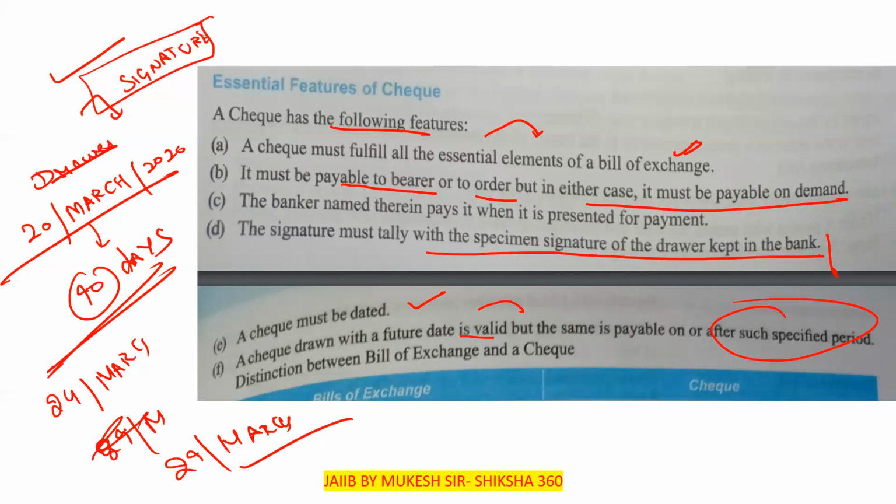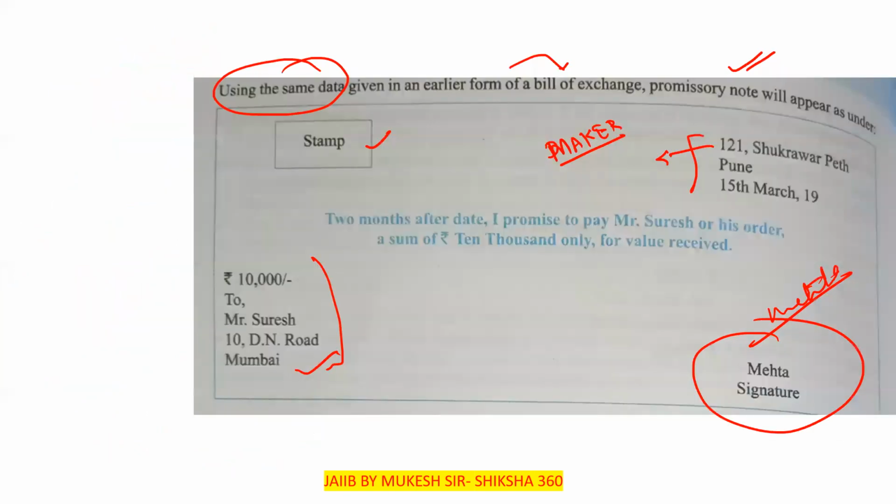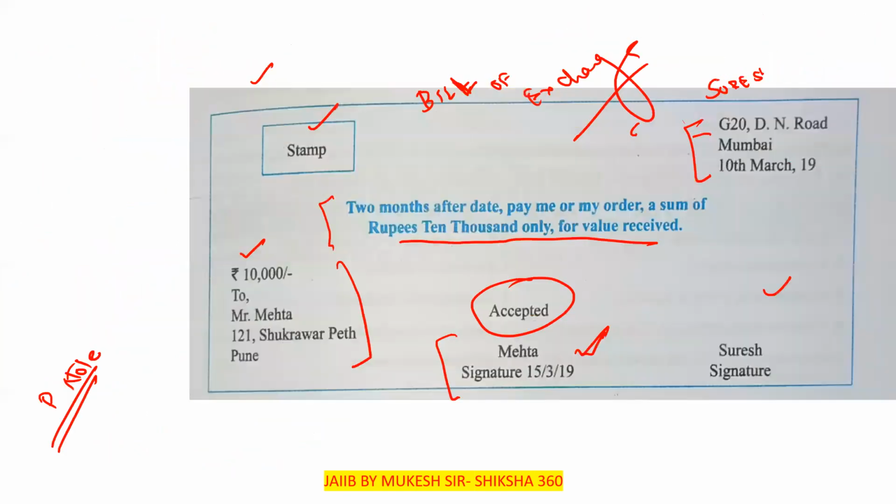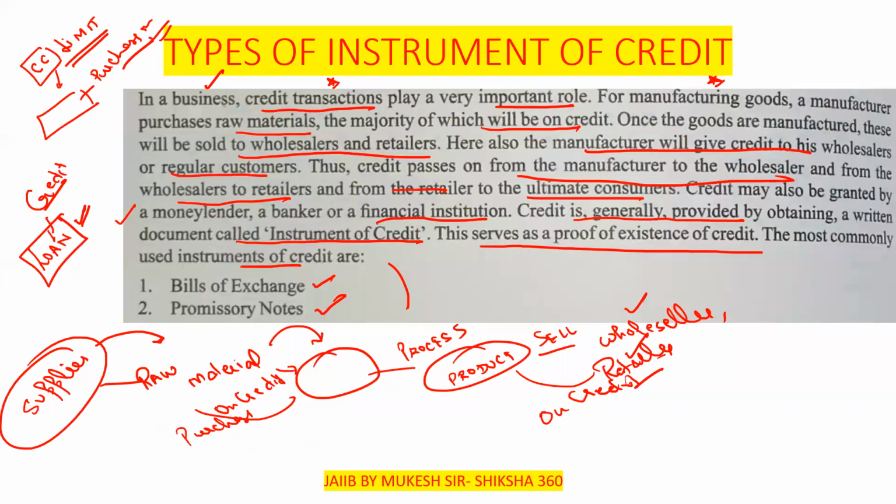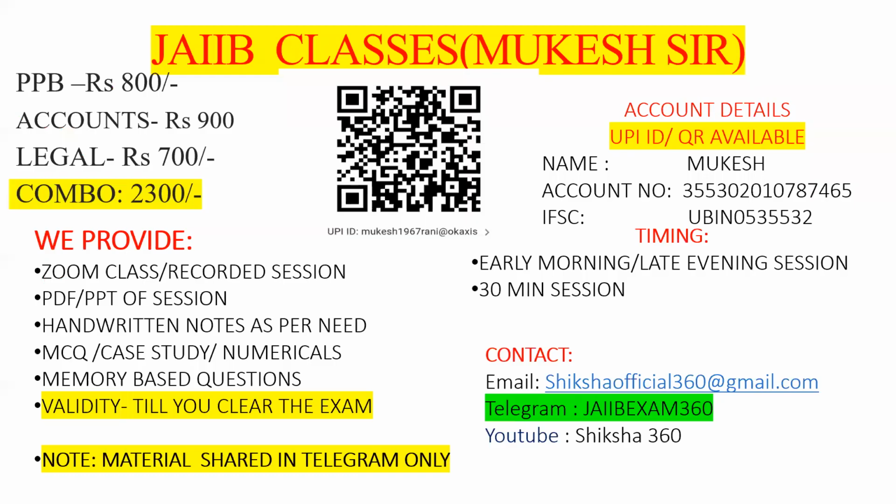So these are some of the essential features of the check. In the next session, we will cover the difference between the check and the bill of exchange and some other important terminologies regarding the bill of exchange. This is a very important and very easy topic. If you understand it properly, you will be able to score 1.5 or 2 marks. We expect at least a 1.5 or 2 mark question from this chapter, and it also helps you score marks in legal and PPB, where sometimes they ask questions based on these things.